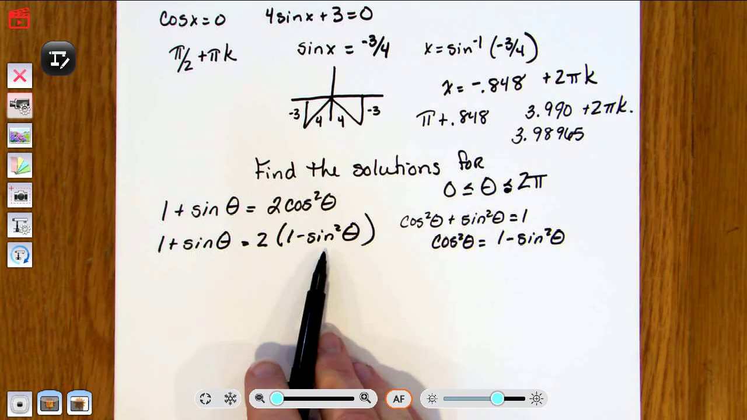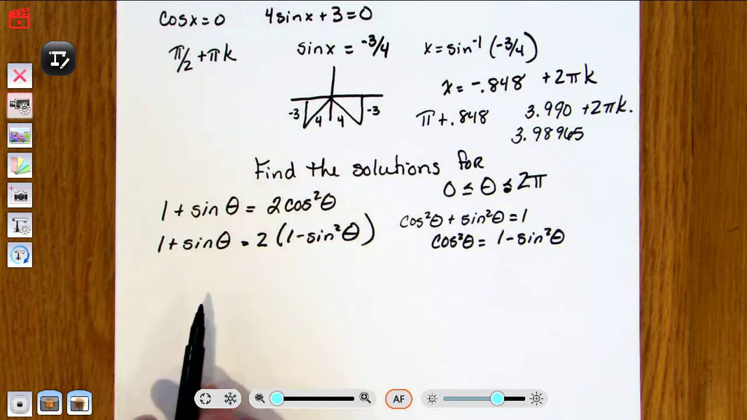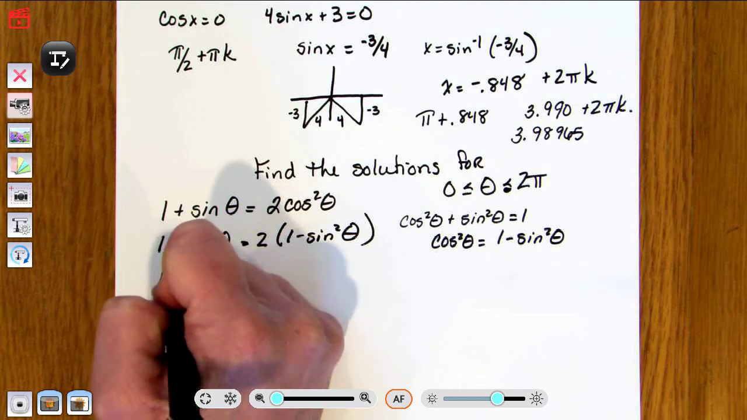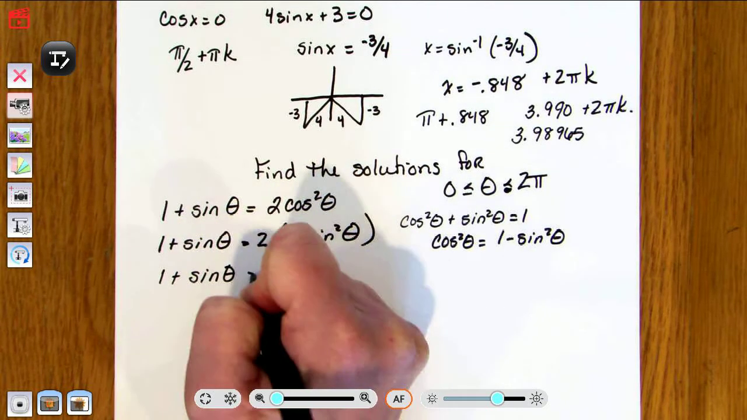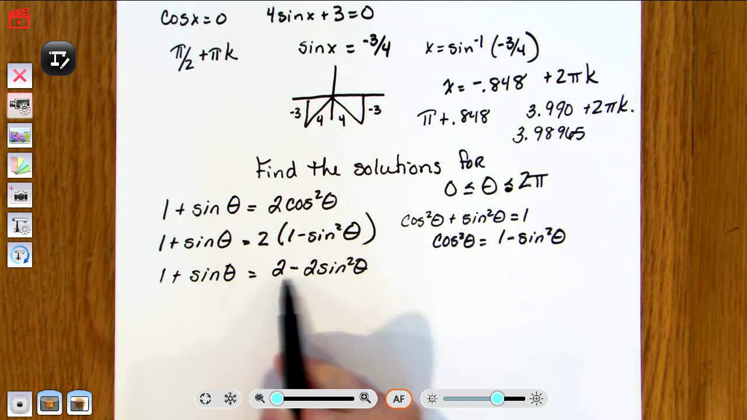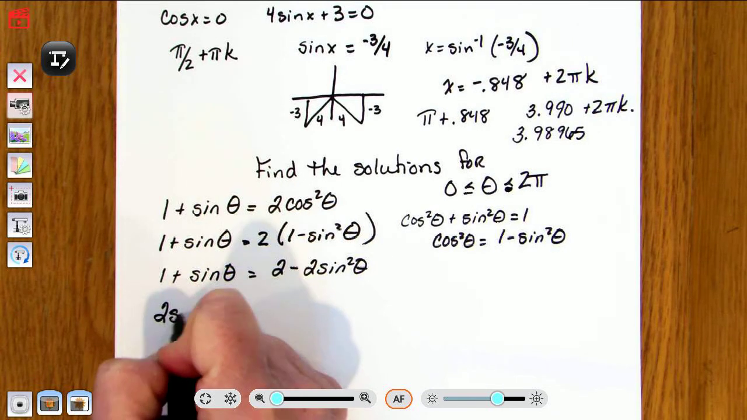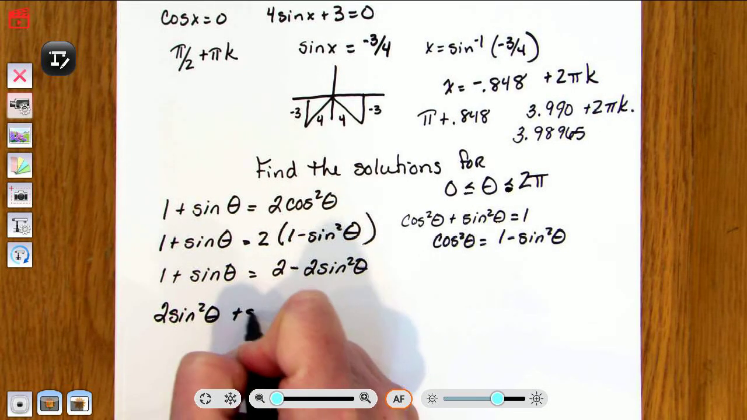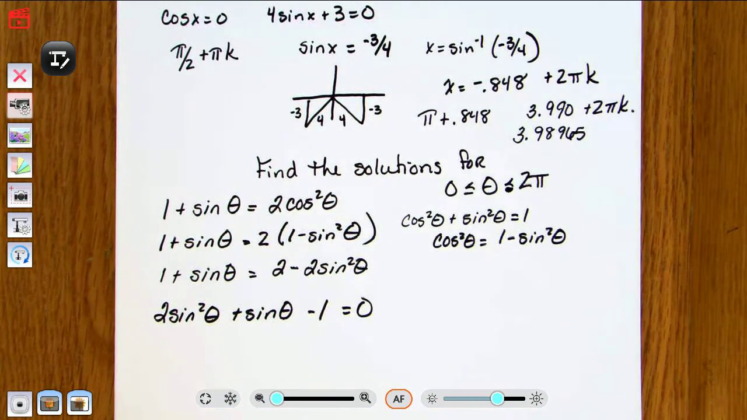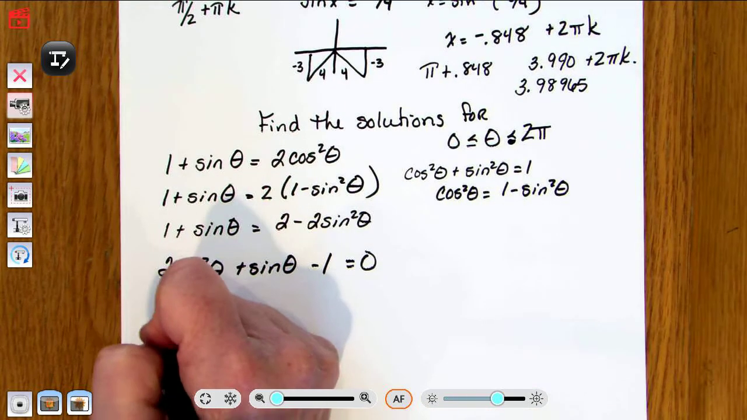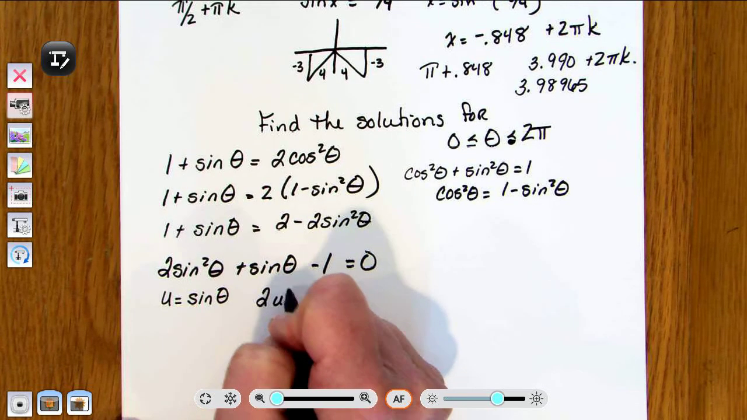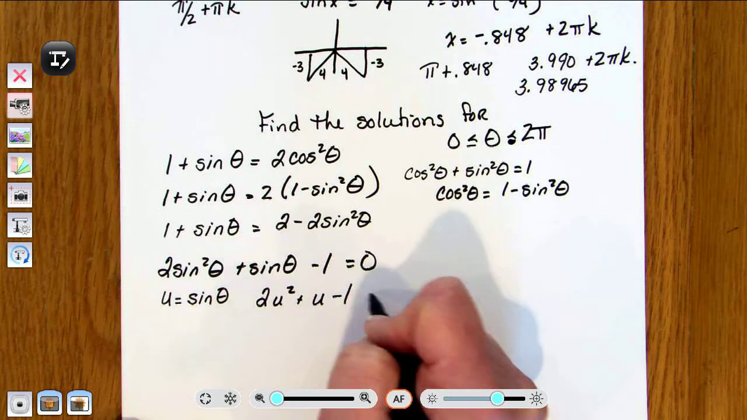And now I have a kind of a quadratic in terms of sine. To solve a quadratic we need a 0. So I'm going to distribute this first. Distribute that 2. And then get everything on one side. So I'm going to move these guys over. So 2 sine squared plus my sine minus 1 is equal to 0. So that 1 minus the 2 gave me that minus 1. If I wanted to do a u substitution, I get 2u squared plus u minus 1 is equal to 0.